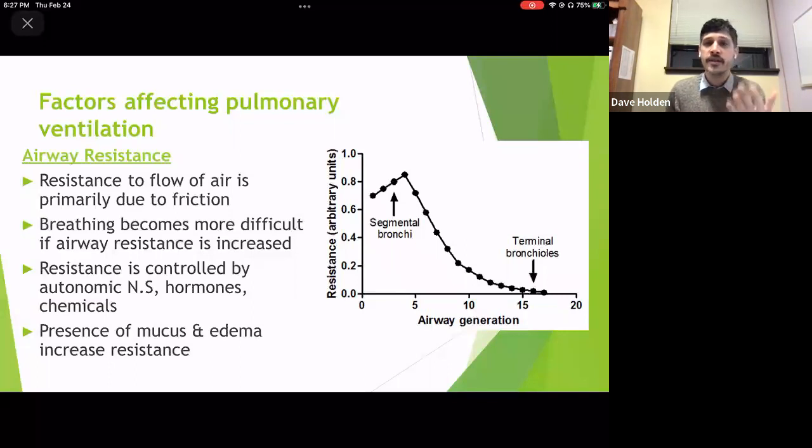Other things that will do it include the presence of mucus. Excess production of mucus will do that, as well as fluid swelling, edema. Those will also increase the resistance to getting air into the lungs, making breathing more difficult.